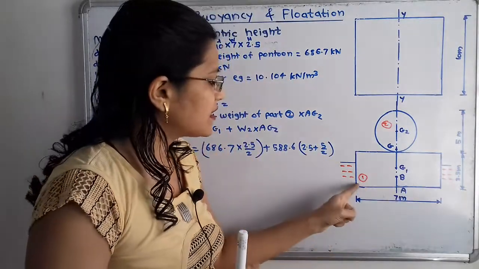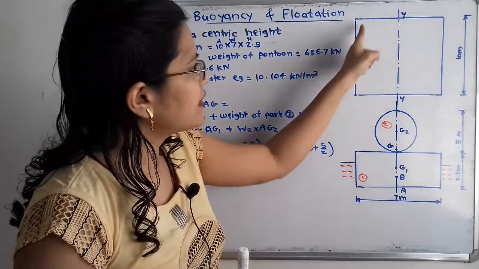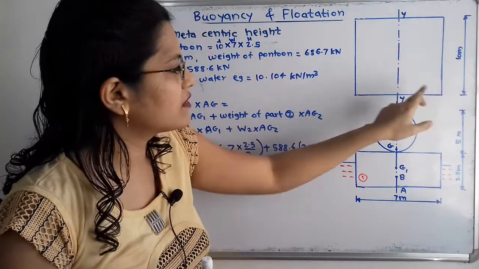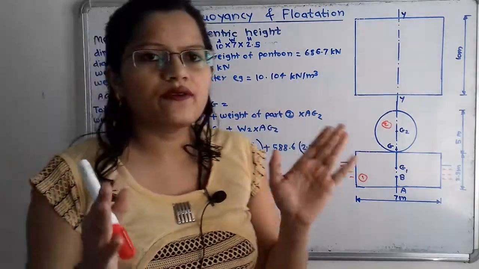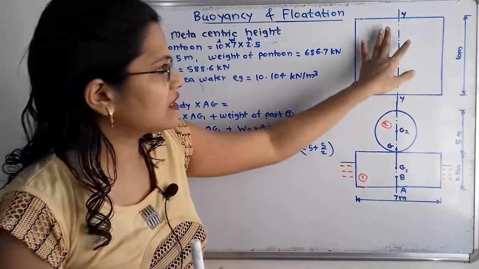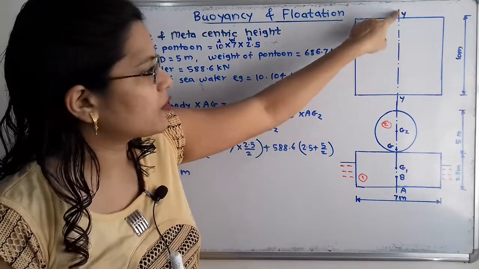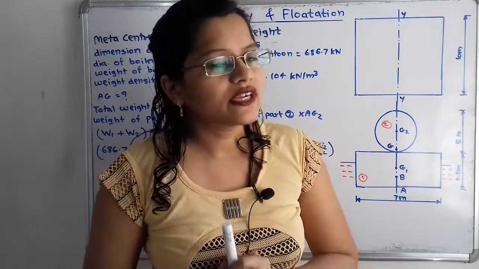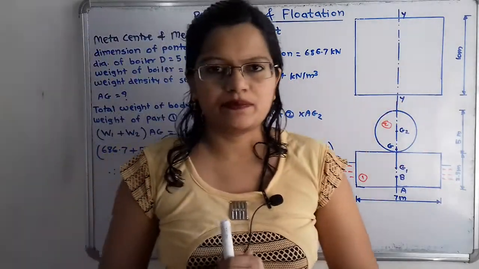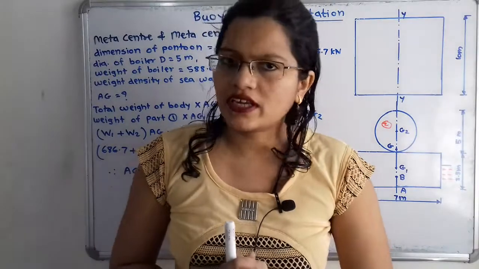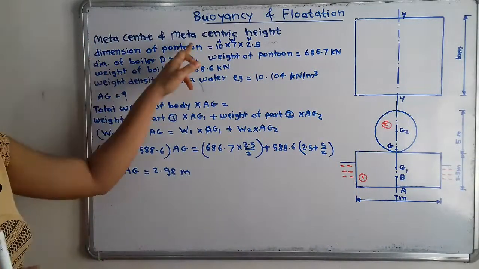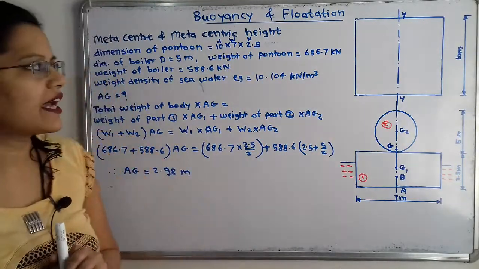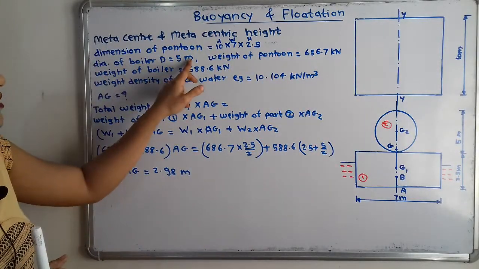Now we have to extend the section for this, and here we mention the length, that is 10 meter for this pontoon, and here is the width. When we calculate the moment of inertia, this diagram is important, because about this YY axis we have to find the moment of inertia for this rectangular shape. Now we will move to the given data. The dimensions of the pontoon we know, and as per these dimensions we have drawn this diagram. Then the diameter of the boiler is 5 meter.